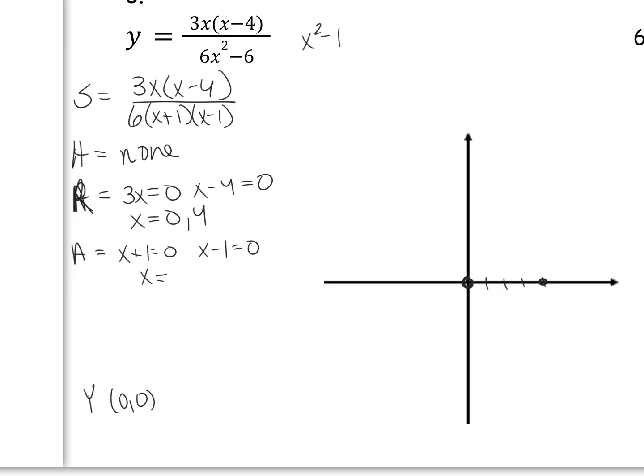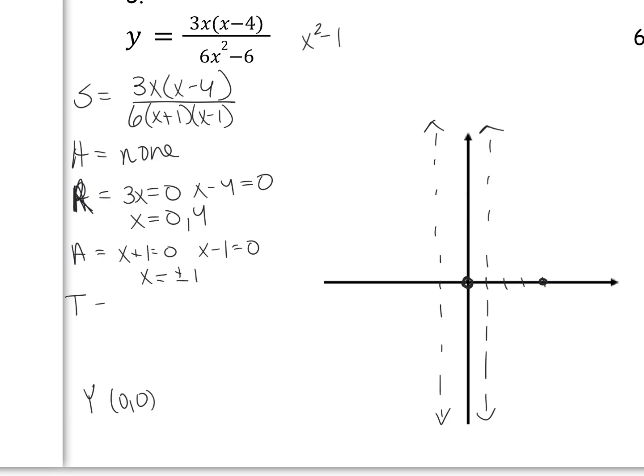So you've got x plus 1 equals 0 and x minus 1 equals 0. I don't need to worry about the 6 because there's no variable, which is going to give me a positive 1 and a -1. So I've got a vertical asymptote right here, and I've got a vertical asymptote right here. How many branches are we going to have? 3: left, middle, and right.